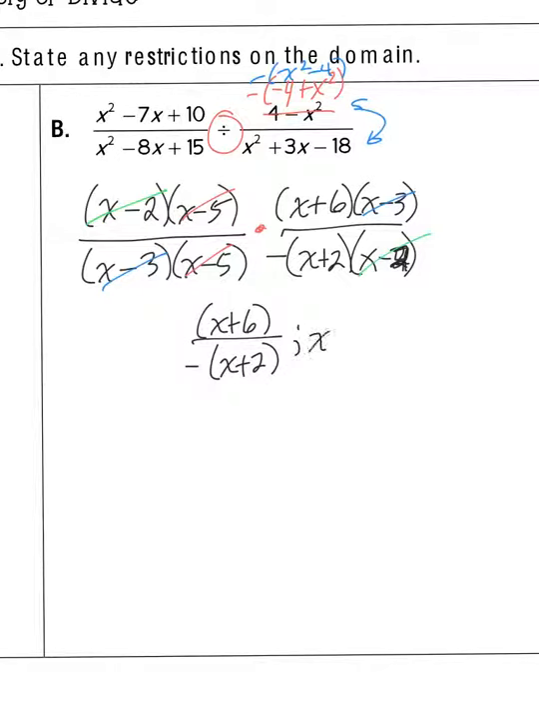So then our restrictions: x cannot equal positive 3 here, positive 5 here, negative 2, and positive 2. So positive 3, positive 5, and then positive and negative 2.